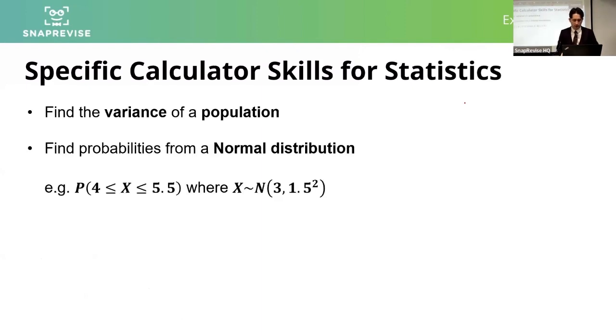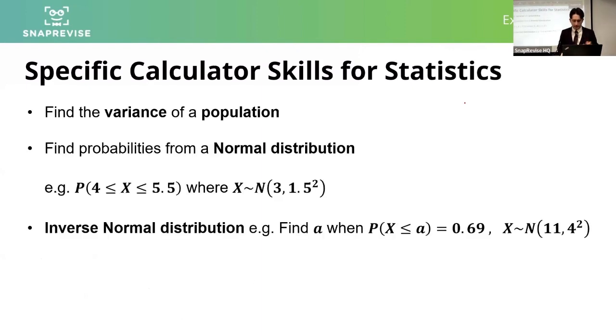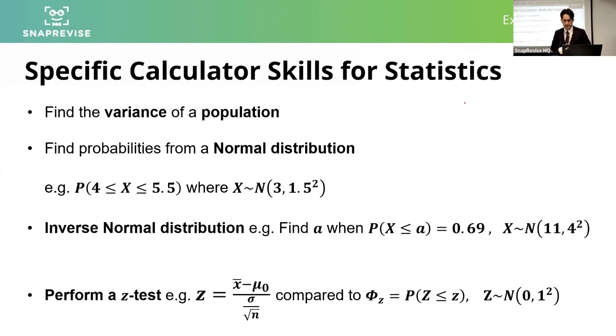Right, variance of a population, normal distribution, inverse normal distribution, and z-tests. Now, this is a major advancement from the old calculators. The fact that the normal distribution is literally, you're able to do it all on the calculator.